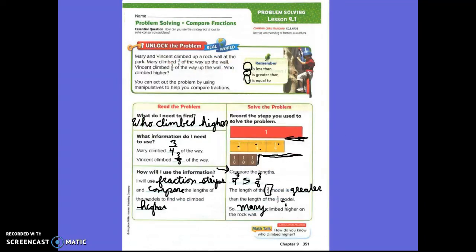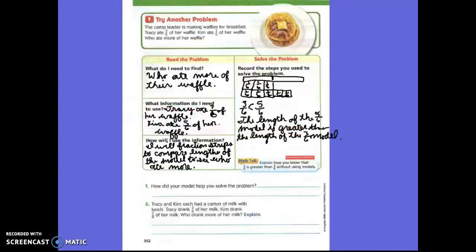Okay, so looking back, who ate the most now? So, who ate the most, guys? Kim ate the most of her waffle.